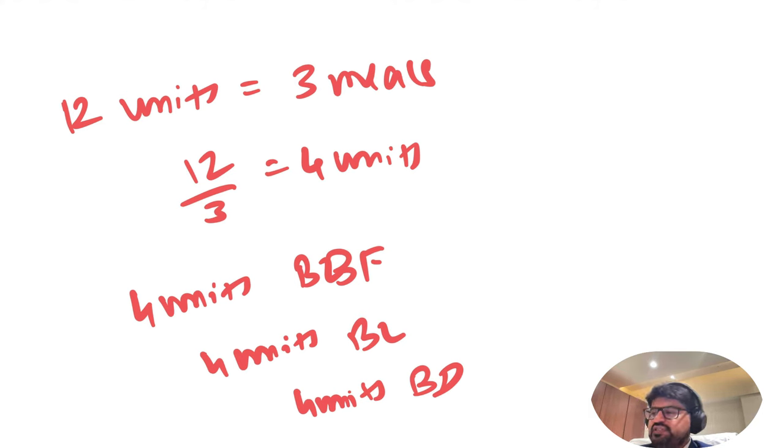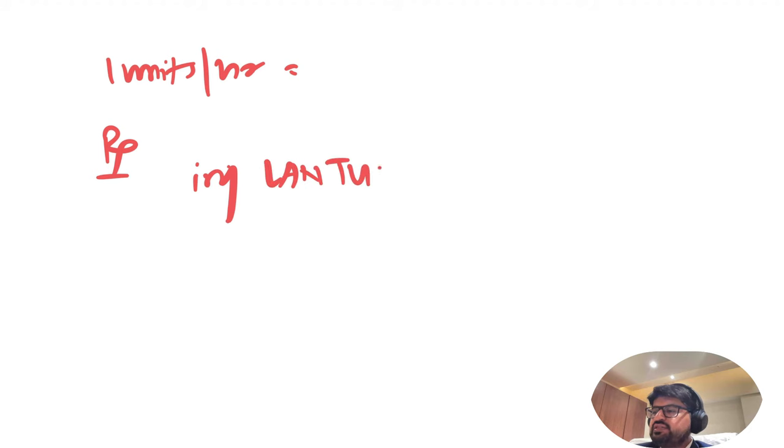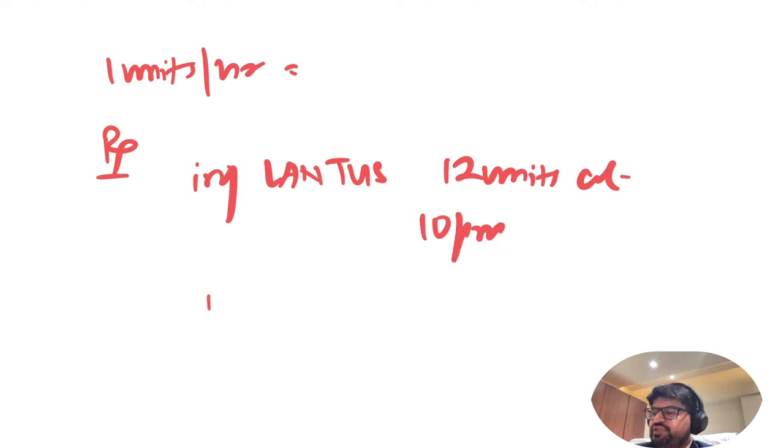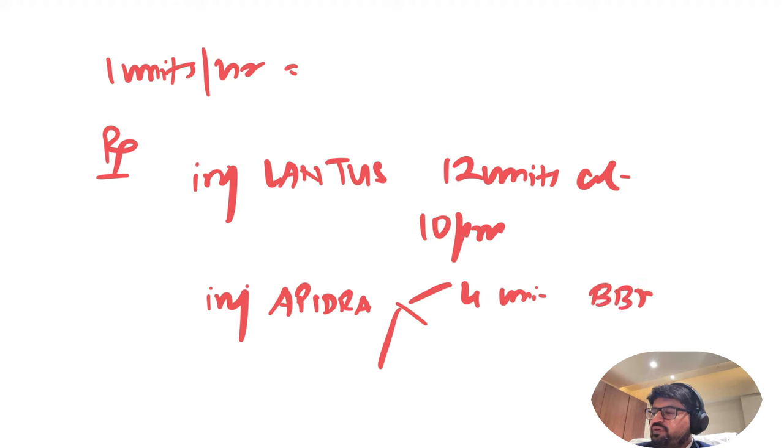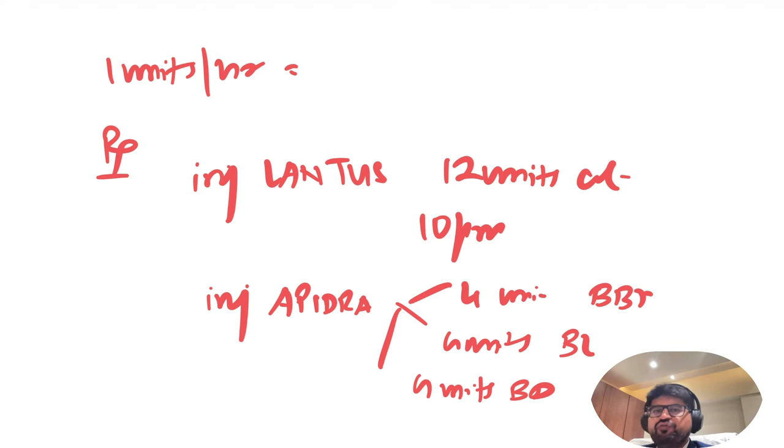Okay, so this is how you calculate the dose. This patient was on 1 unit per hour of insulin. The prescription which I'll write for him is injection Lantus 12 units at 10 p.m., injection Apidra 4 units before breakfast, 4 units before lunch, 4 units before dinner, right? So this is how you calculate the insulin dose. Now, let me go further.